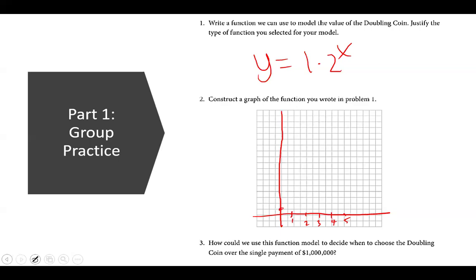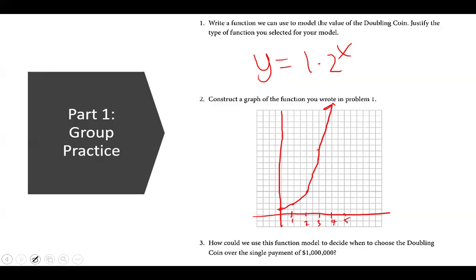At 1, we start off at 2. At 2, we're at 1, 2, 3, 4. At 3, we're at 1, 2, 3, 4, 5, 6, 7, 8. And then at 4, it keeps going, right? We're going to keep going and going and going. Now the question says, how can we use this function model to decide when to choose the doubling over single payment of $1 million?